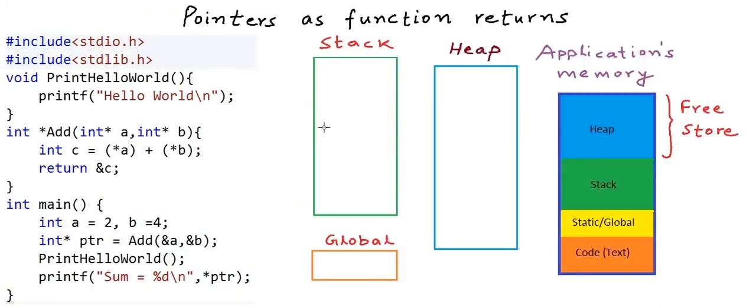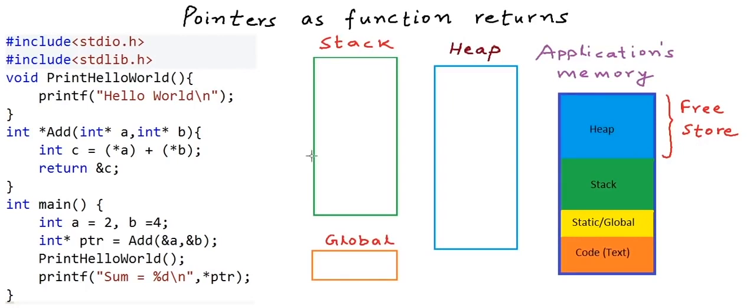So let's try to understand what really happened here. I'll come back to this familiar diagram of various sections of an application's memory. The memory that is allocated to a program is typically divided into these sections. All the local variables and the information about function call executions goes into the stack. So let us run through this code. Let us simulate this code and see what's really happening in the memory.